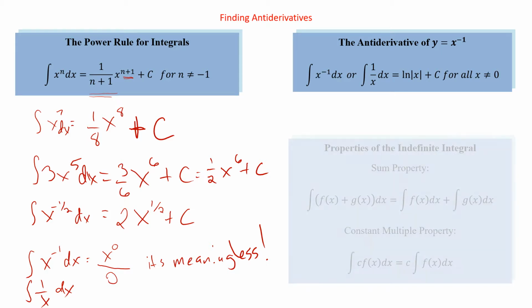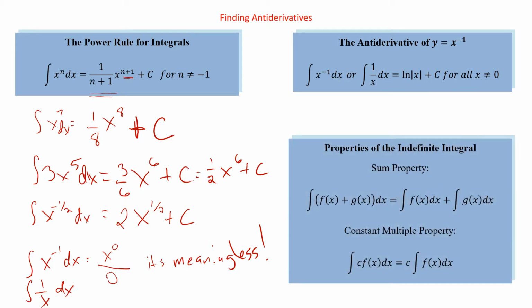Some properties that will be useful. We have the sum property, which means the antiderivative of something plus something. We can split it up and do each piece separately, just like we find the derivatives of each piece separately. If we had the x to the 7th plus 3x to the 5th, the answer would just be 1/8 x to the 8th plus 3/6 x to the 6th plus c. We would just do each piece separately plus c on the end.